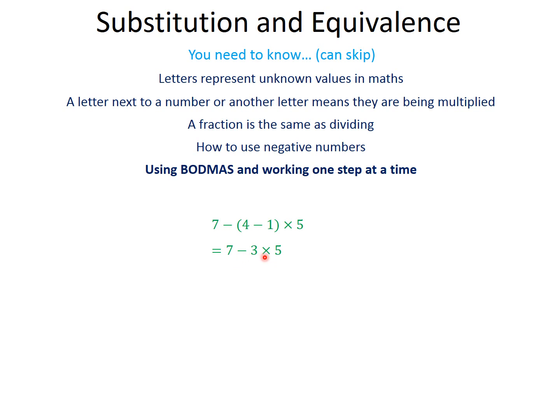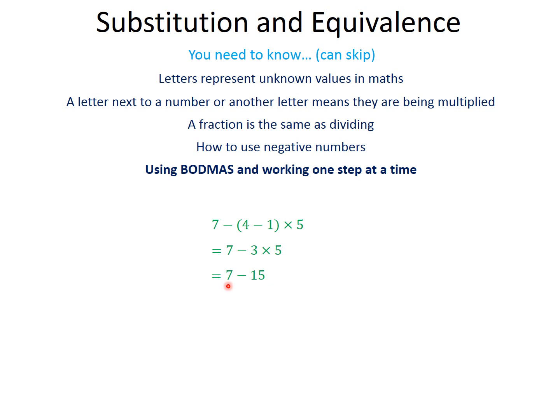I take a look at this one. What goes first, minus or times? And it's going to be the times. And remember, it's negative 3 times 5. The number has its sign in front of it there. So negative 3 times 5 is negative 15. So I just write down the 7 and then I write down negative 15.